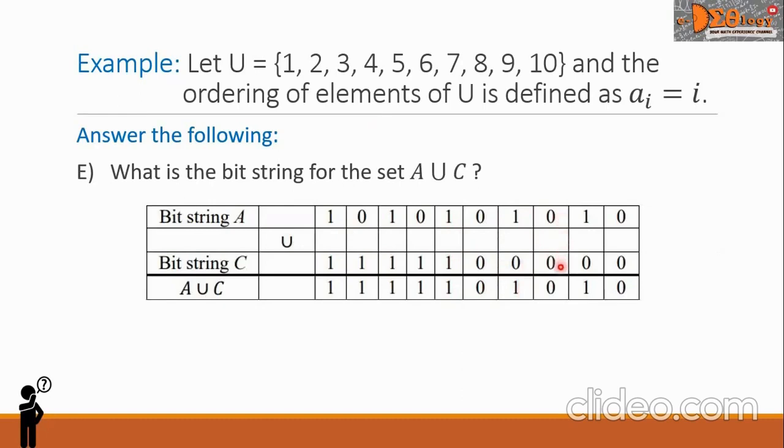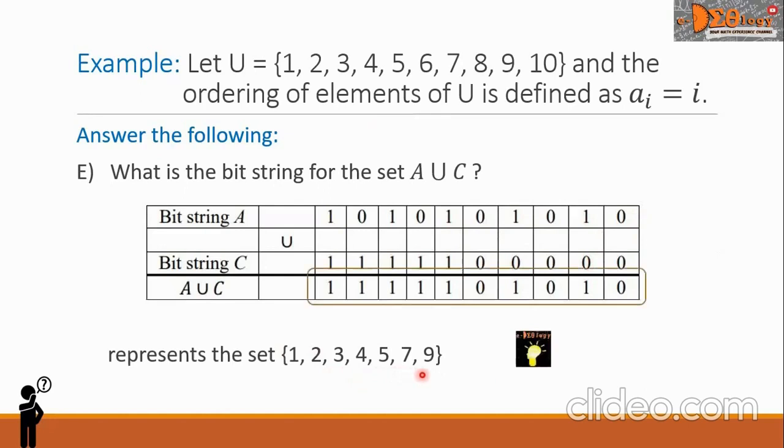0 union 0 is 0. 1 union 0 is 1. 0 union 0 is 0. This represents the set 1, 2, 3, 4, 5, 7, and 9. This is the final answer.